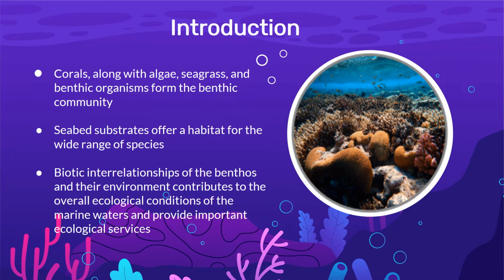Corals, along with algae, seagrass, and benthic organisms, form the benthic community. These biotic components of the benthos vary depending on the nature of the substratum, the water flow, and its depth. Seabed substrates offer a habitat for a wide range of species along the benthic zone. In general, the biotic interrelationships of the benthos and their environment contribute to the overall ecological conditions of the marine waters and provide important ecological services.